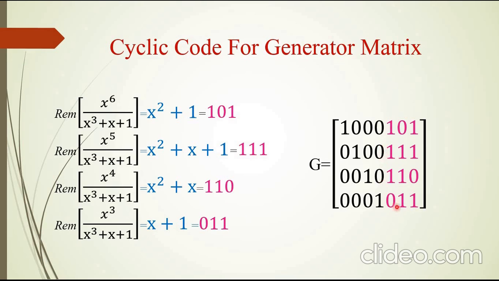So you just place those bits here and you will be finding generator matrix here. So it will be 1, 0, 0, 0, 1, 0, 1, 0, 1, 0, 0, 1, 1, 1, 0, 0, 1, 0, 1, 1, 0, 0, 0, 0, 1, 0, 1, 1. So this is the identity matrix, and now this is the parity bits which I have calculated here.